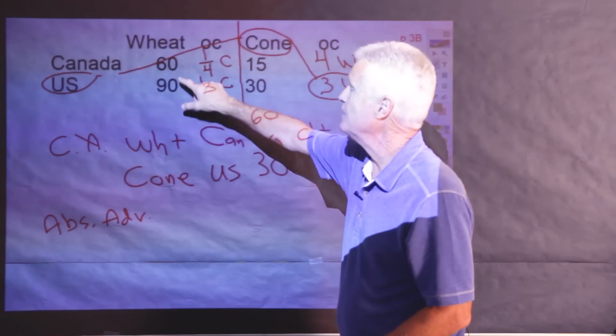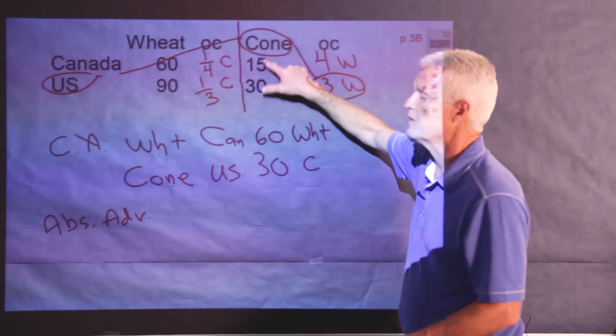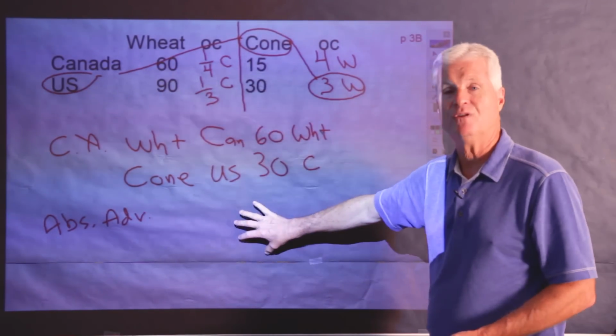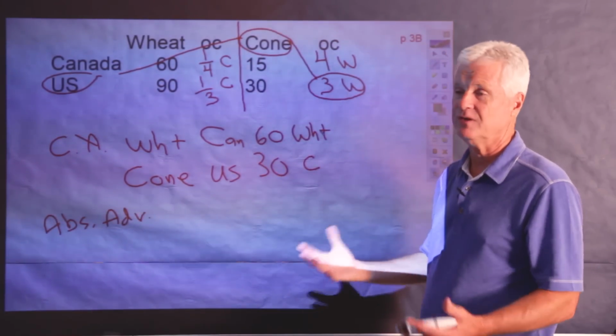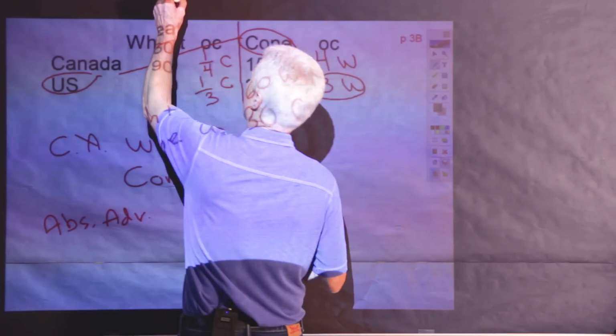The absolute advantage, the U.S. can produce more wheat, and the U.S. can produce more corn. Okay? So the U.S. has absolute advantage in both, which has nothing to do with trade. It's just a nice thing to know. Okay? So moving on.